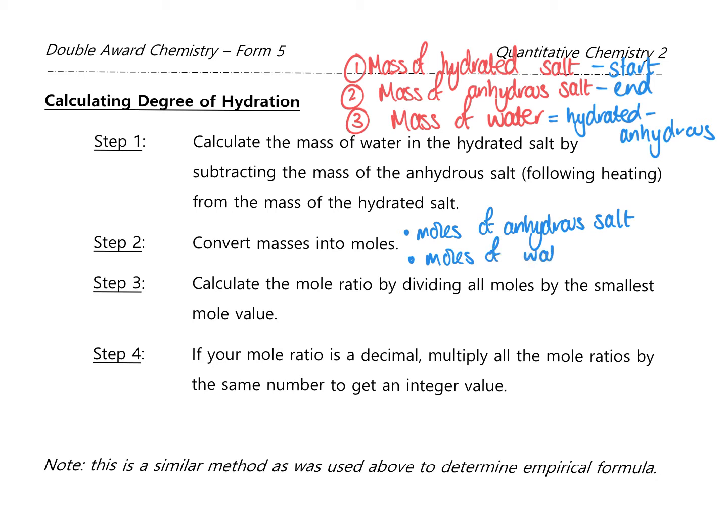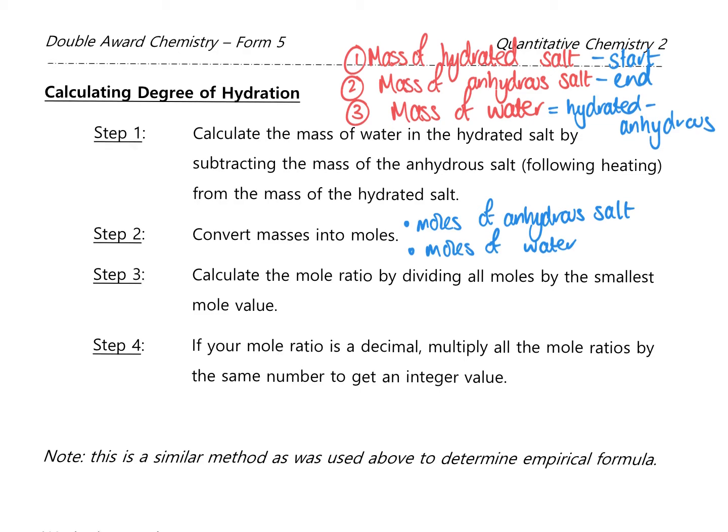At that point, the mass of the hydrated salt doesn't actually matter because we're just putting these two values in a ratio together. Calculate the mole ratio by dividing by the smallest mole value. That's similar to what we did with empirical formula. And if your mole ratio is a decimal, multiply it all by the same number to get an integer value. That's not all that common with these ones. Generally, we'll have the equivalent of a ratio of 1 of our anhydrous salt to a certain number of water molecules, 1 or more.